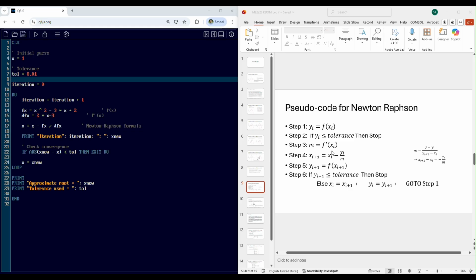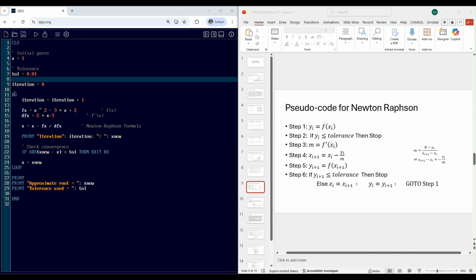So, someone mentioned in the class it would be fun to see the programming done in Cubase. So I'm going to show the code on the left here. This is clearing the screen. Initially, the guess is 1. Tolerance is set to 0.01. And I have to keep doing this until some condition on the loop.